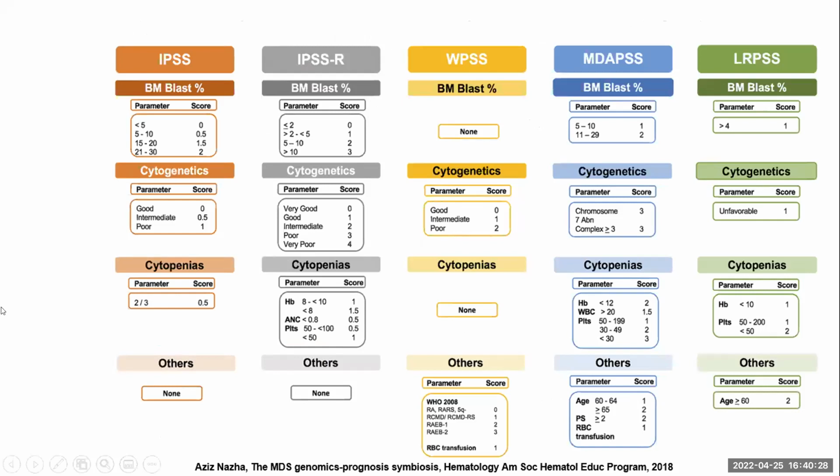This is just a pictorial depiction of what I've been talking about, on one page, looking at the different types of scoring systems and what they look at. For example, with the IPSS and the IPSS revised, we're looking at the blast count, the cytogenetics, and the cytopenias. And then when you look at the MD Anderson prognosticating system, you can look at the parameters that they use and how they apply that and score the patients.